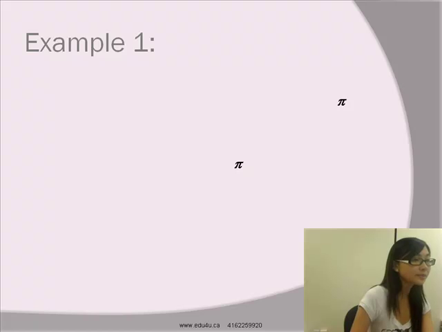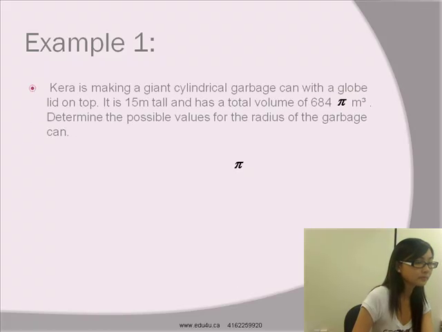So let's take a look at example 1 from your learning resources. Kara is making a giant cylindrical garbage can with a globe lid on top. It is 15 meters tall and has a total volume of 684 pi meters cubed. Determine the possible value for the radius of the garbage can.